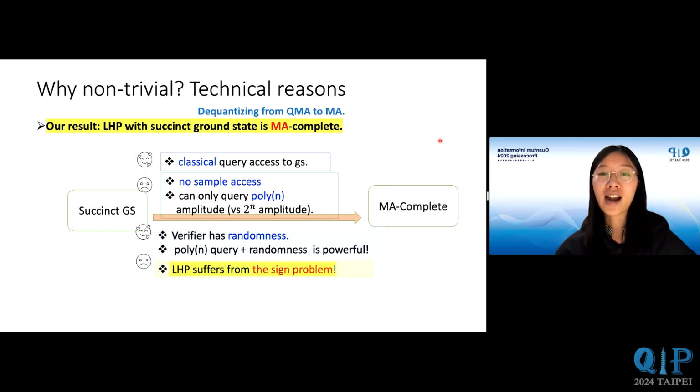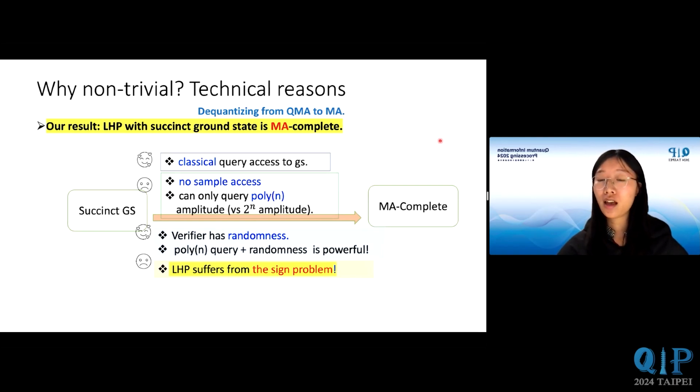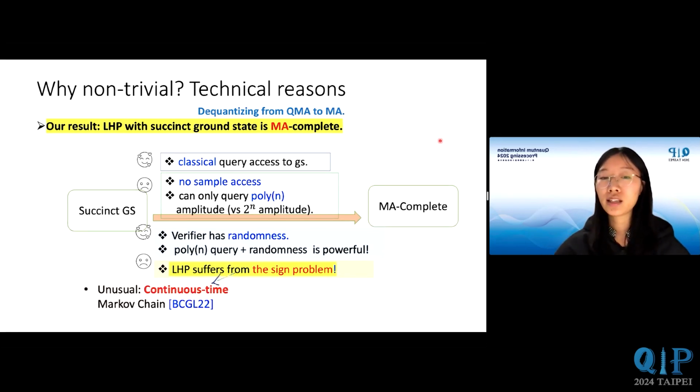But of course, you can further argue that the verifier also has randomness. So although you can only query polynomially many amplitudes, probably combined with randomness you can do something more fancy, and you will be able to prove the MA result. I think this comment is fair, but personally, I think the MA result is even more non-trivial than just combining queries and randomness. Intuitively, this is because the local Hamiltonian problem suffers from the sign problem. And technically, I think a normal randomized algorithm doesn't work.